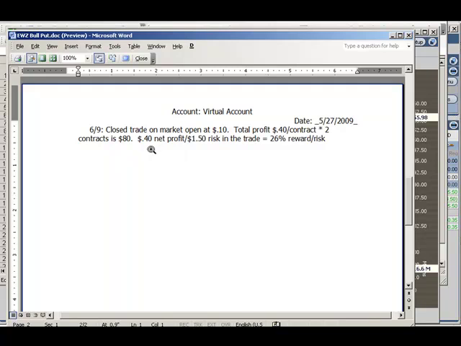But at any point, the other thing that I did was went ahead and recalculated my return on risk, or my reward risk ratio, because my actual reward wasn't 50 cents, it was 40 cents. But my risk in the trade was still only $1.50 because I took in that initial 50-cent credit. So I went ahead and calculated that, and the new return on risk, or reward risk, is 26%, which is still a pretty darn good return on that trade.